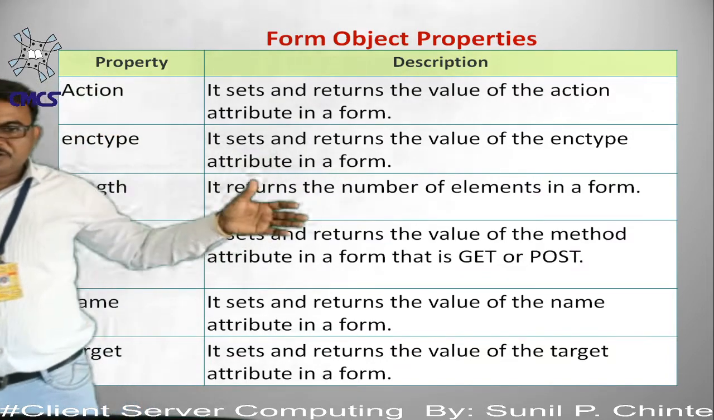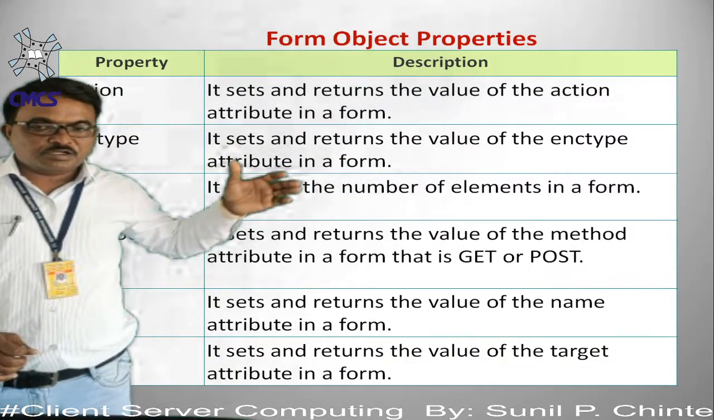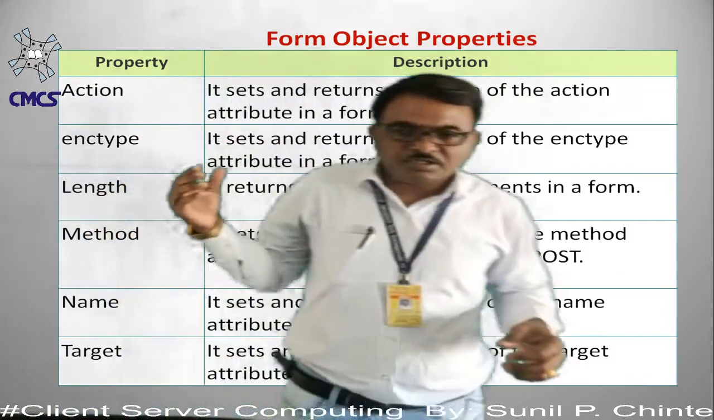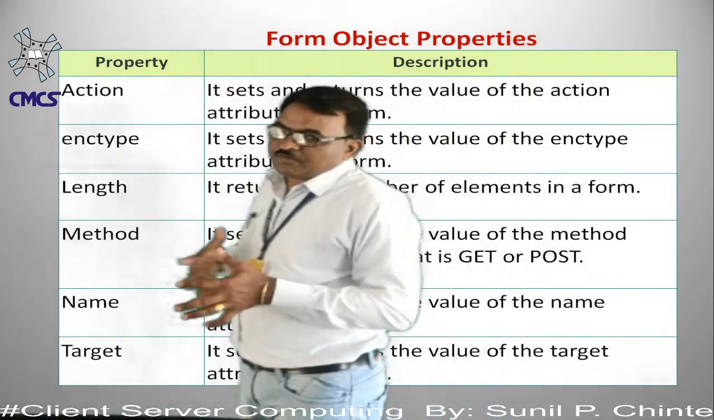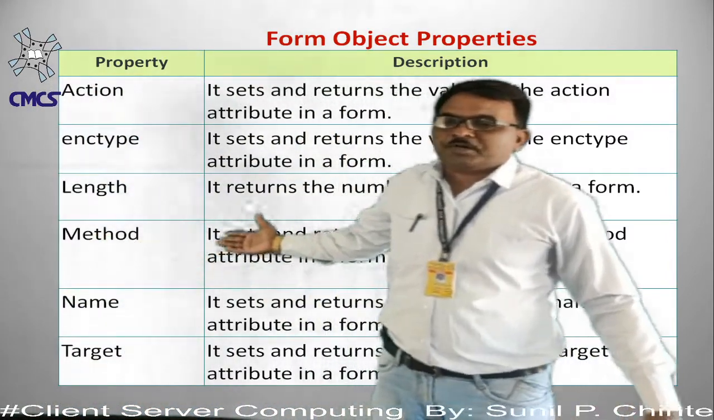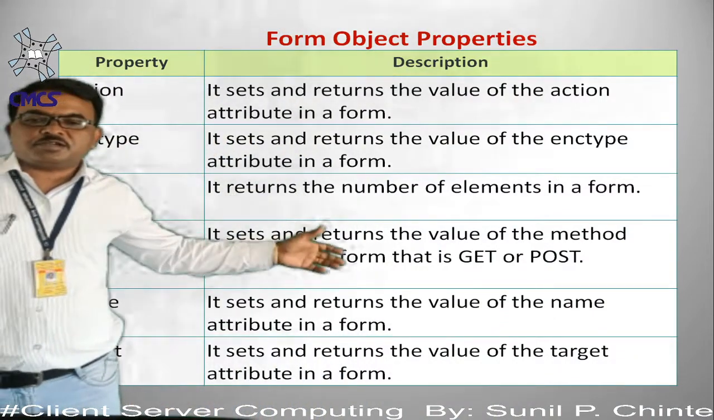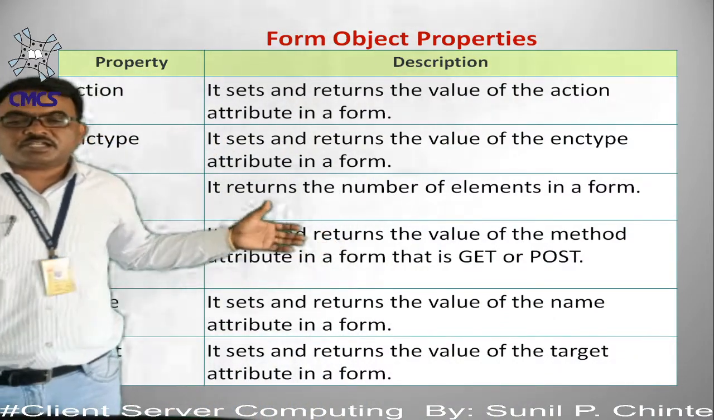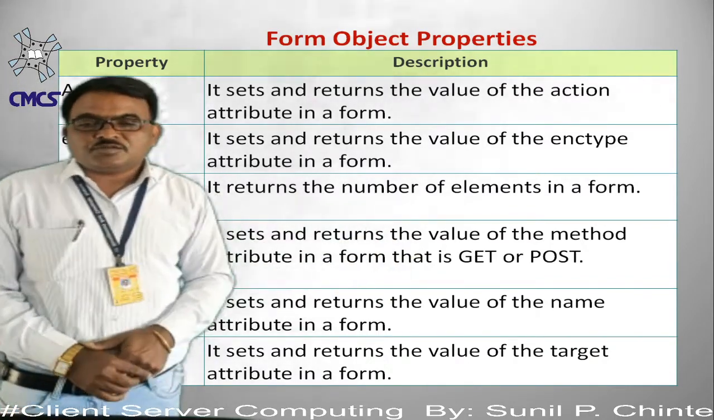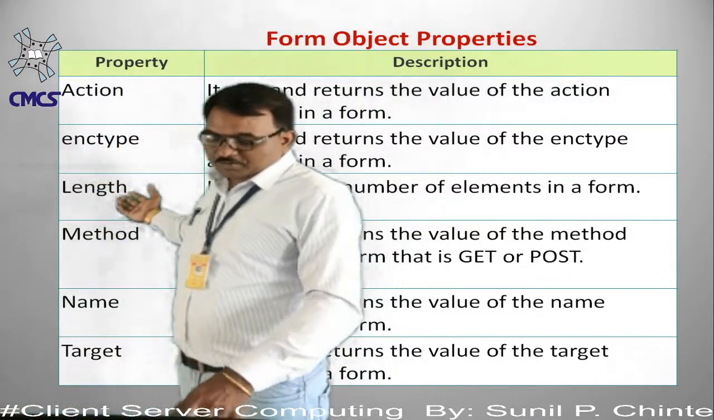Similarly, the method property returns the value of the method attribute in the form, that is get or post. As you know, the form can use the get or the post method, and you know the difference between the get and post methods. The next property is the name property. This name property sets or returns the value of the name attribute in the form, and similarly the target property sets and returns the value of the target attribute in a form. So these are the different properties that can be used with the form object.